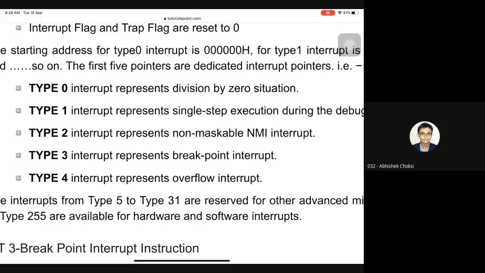Yes, sir. This is number 2. So if you want to get the address of the interrupt service routine of number 2, you need to multiply by 4 and go to the IVT. Once you get that 4-byte value, jump there and you can execute the code, and that code is the NMI ISR.